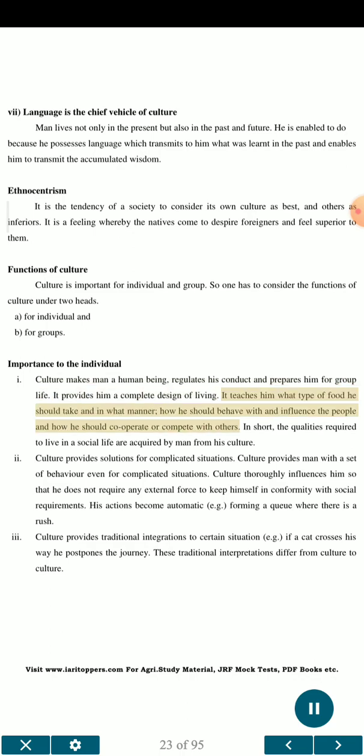It teaches him what type of food he should take and in what manner, how he should behave with and influence the people and how he should cooperate or compete with others. In short, the qualities required to live in a social life are acquired by man from his culture. II. Culture provides solutions for complicated situations.